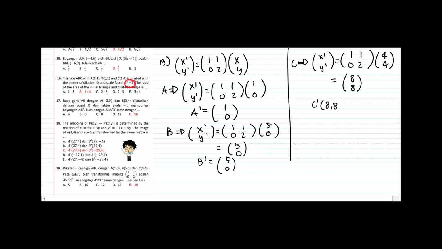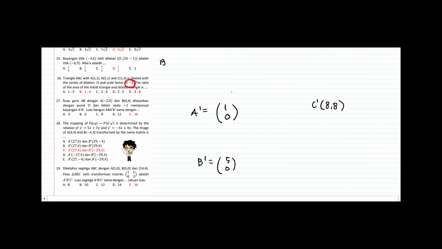(8, 8). Okay, the question wants me to find the area. For this we can draw: (1, 0) is right here, then (5, 0) is right here, (8, 8) is right here. Okay, so the triangle is obtuse. The base is 4, so area equals half times base times height, which is 16.